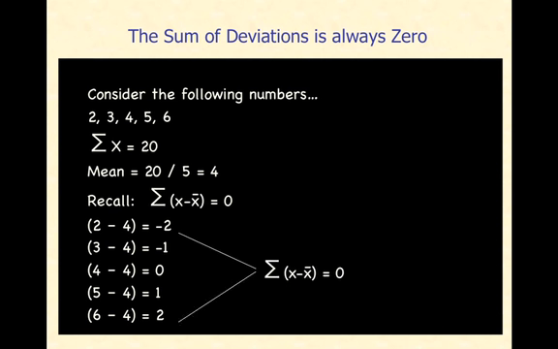And the sum of those deviation scores is 0. So it matters not what distribution you have, what set of numbers you have, but the deviation scores that you observe will always sum to 0. Okay, let's go on to the next part.